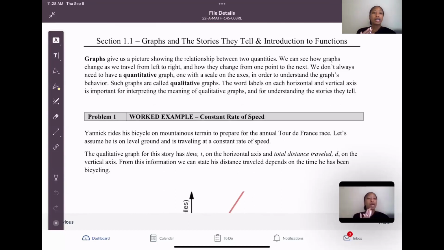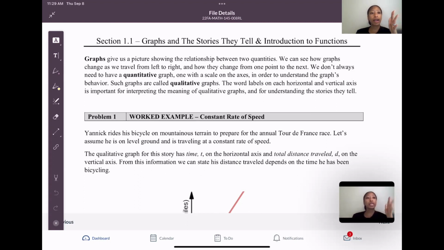Section 1, we don't do much computation in here. It's just the beginning of us understanding how to interpret graphs. So the name of the section is Graphs and the Stories They Tell, and Introduction to Functions. We'll start talking about how to interpret graphs.